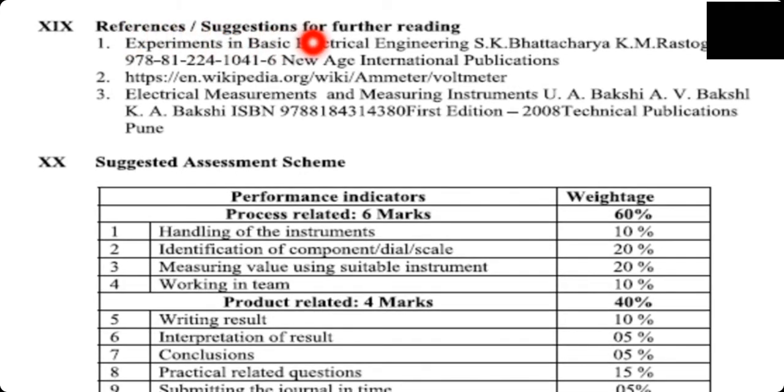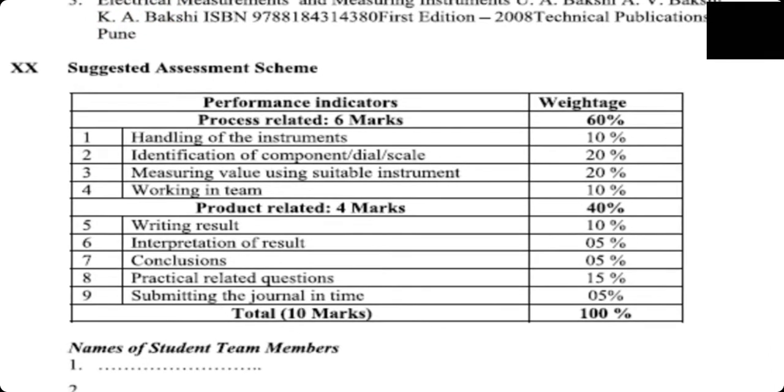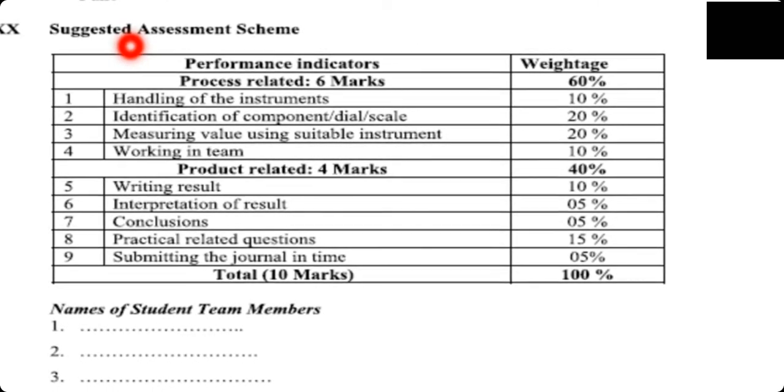Then references and suggestions for further reading; these are the books given for reference. Suggested assessment scheme, performance indicators: process related 6 marks and product related 4 marks. Handling of instruments 10%, identification of components and dial scale 20%, measuring value using suitable instrument 20%, working in team 10%. This is process related, 6 marks.